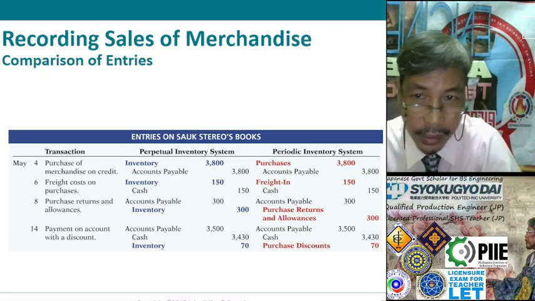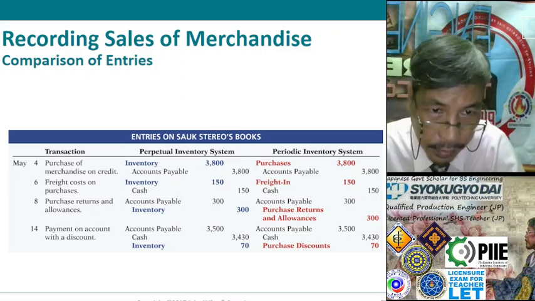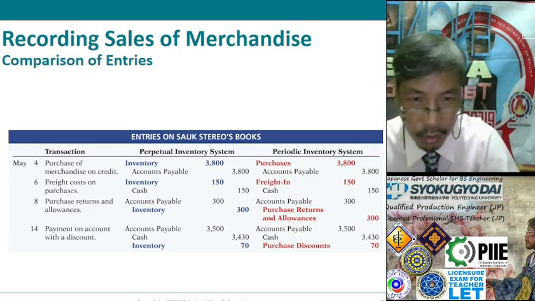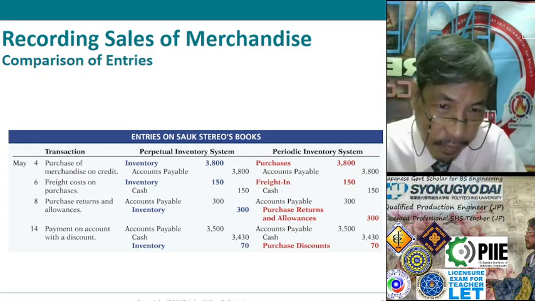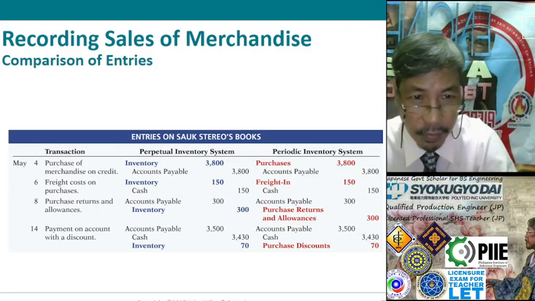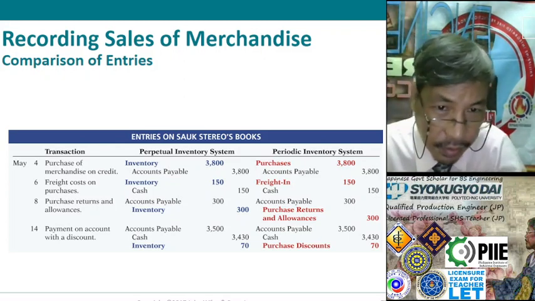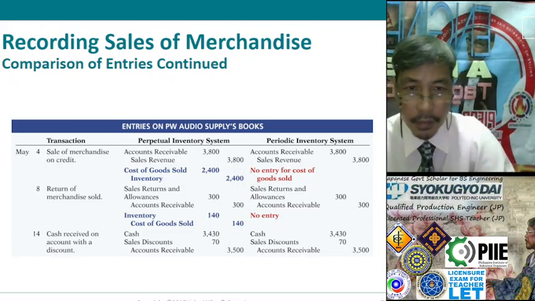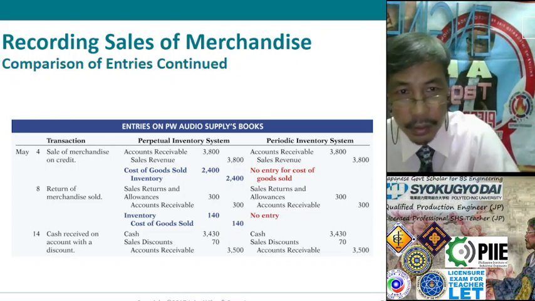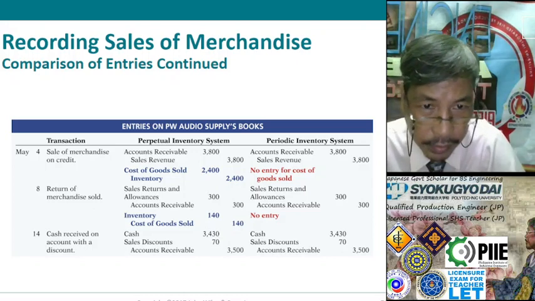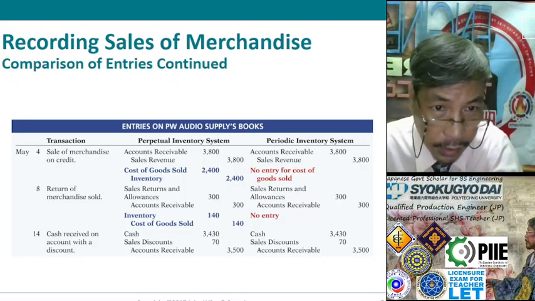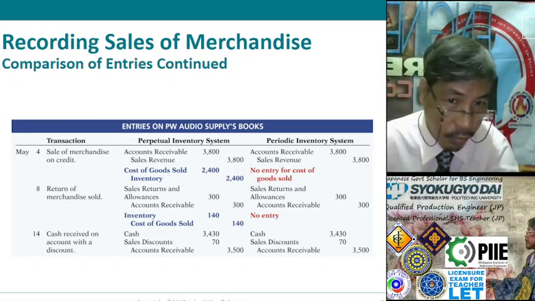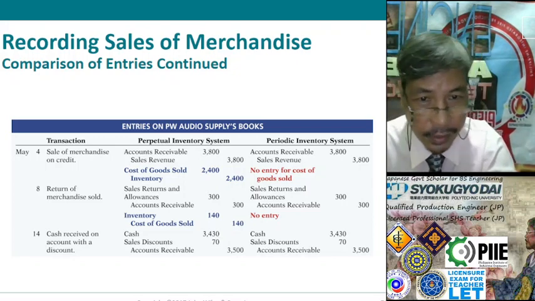Recording sales of merchandise, comparison of entries between perpetual inventory system and periodic inventory system. So transaction by transaction comparison. Look, in perpetual they use inventory more. So we are always using the inventory account name. Then in the periodic, we have several other account names. Again, recording sales of merchandise, comparison of entries, continued. So those in red affect the new account names: cost of goods sold, inventory. Those are the differences.